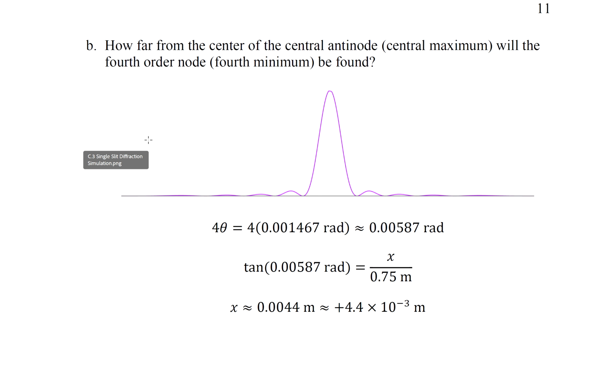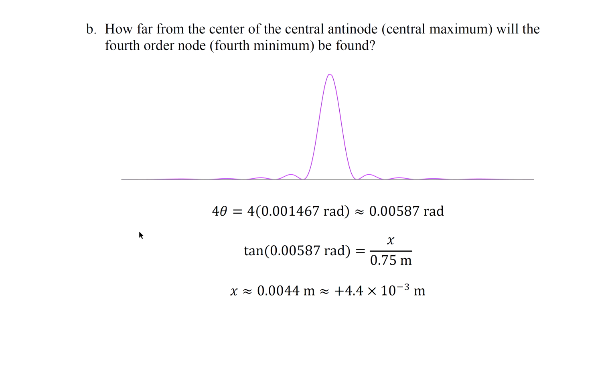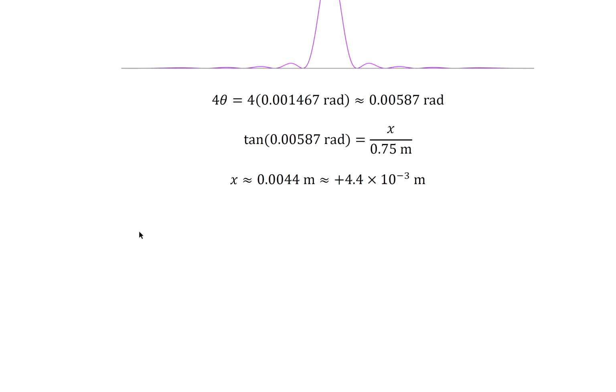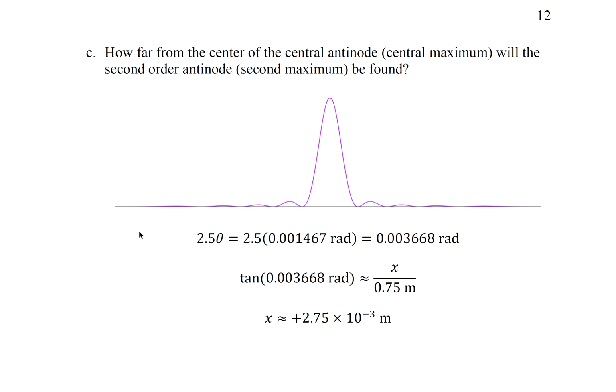Part B, how far from the center of the central antinode, central maximum, will the fourth node, fourth minimum, be found? So we're going to use this equation here. Part C, how far from the center of the central antinode, central maximum, will the second order antinode, second maximum, be found? So we need to use this equation here.